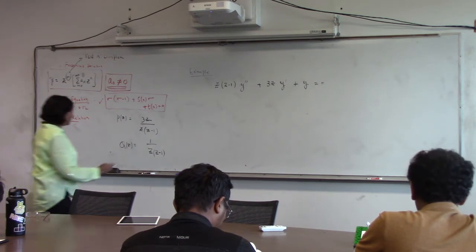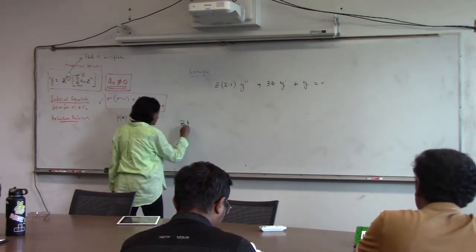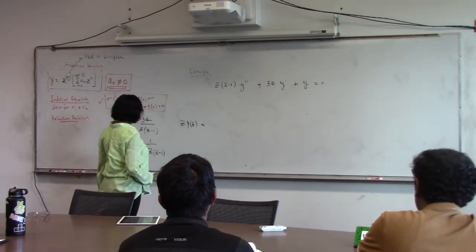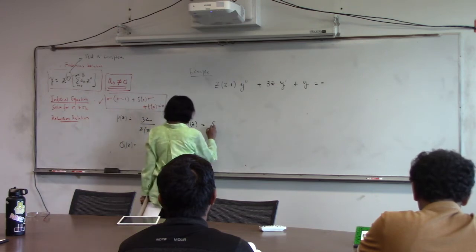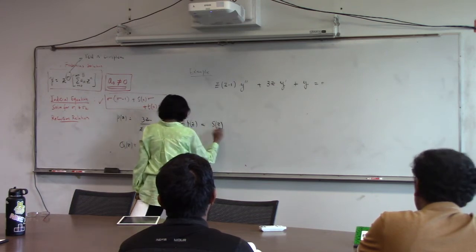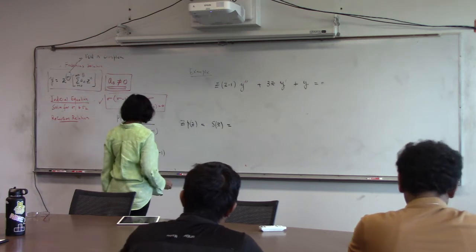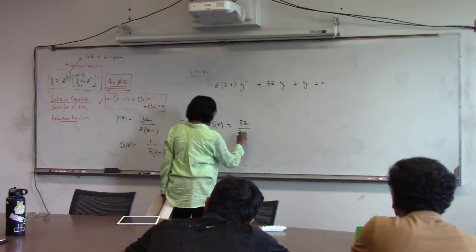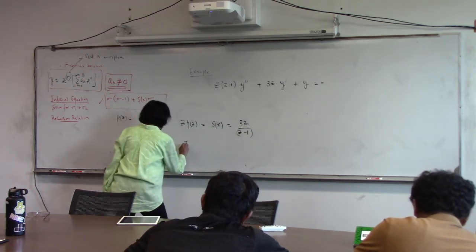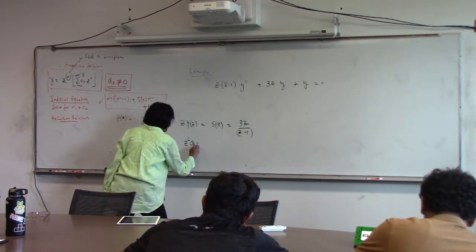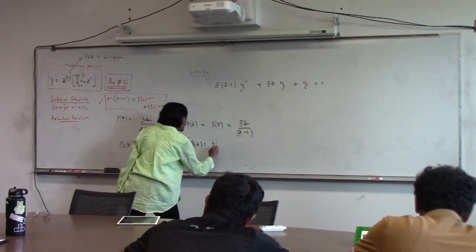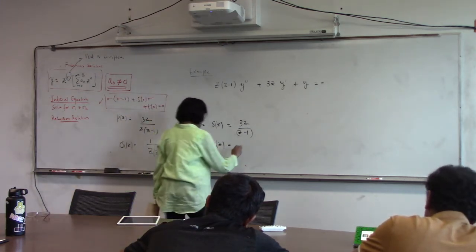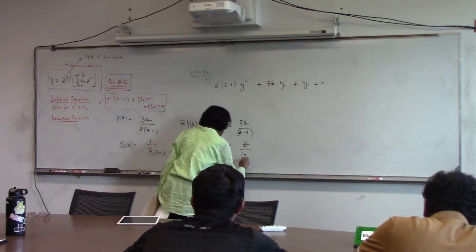And Z times P of Z, which we definitely need because we have to calculate all that stuff, is what we called S of Z. So that is nothing but 3Z over Z minus 1. Z squared times Q of Z, which we call T of Z, is Z over Z minus 1.